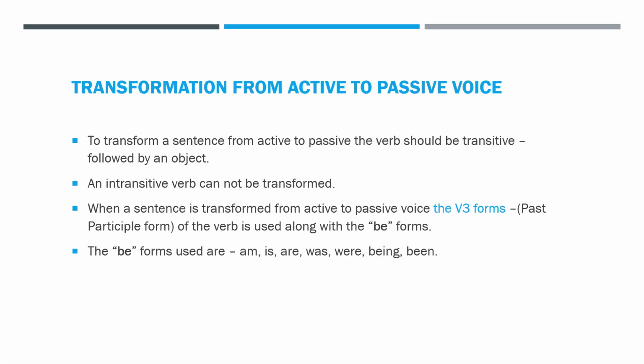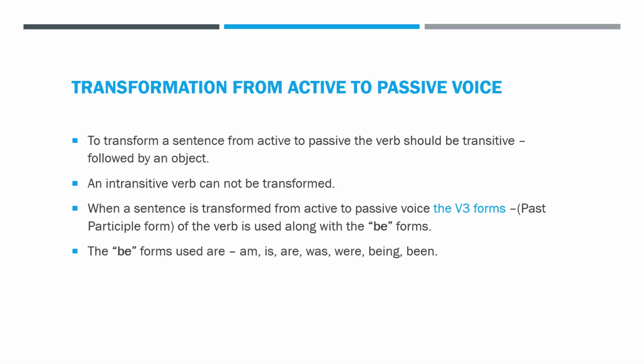Now, transformation from active to passive. First of all, you should learn the different verb forms and be thorough, especially with the V3 form. To transform a sentence from active to passive, you require an object. I told you, a well demarcated subject, verb, and object. Which verb should you use? A transitive verb should be used, because, do you remember, the transitive verb is followed by an object. An intransitive verb you cannot transform from active to passive.